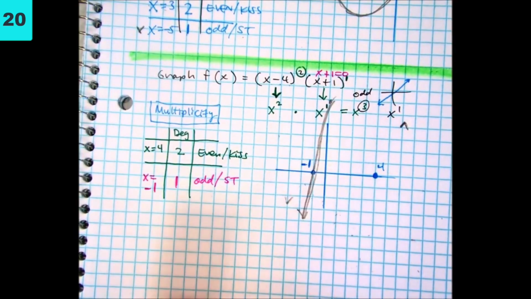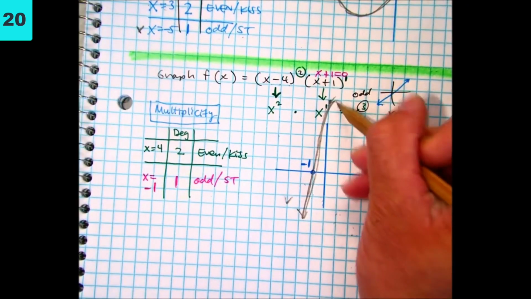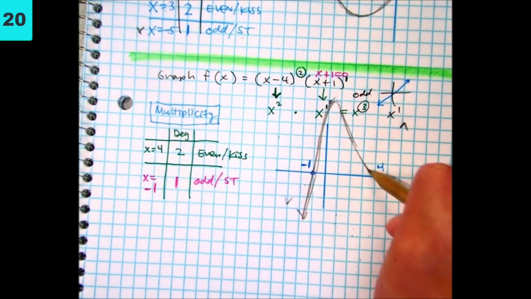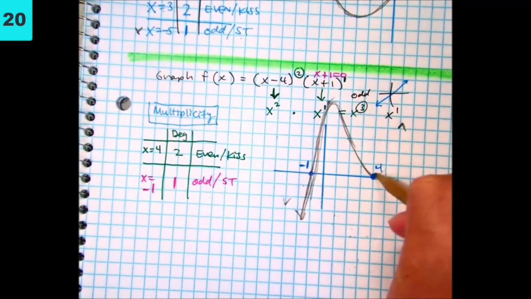And then, as I approach 4, what's going to happen? You've got to kiss it, very quick. It's going to bounce off. It's going to bounce off the x-axis.